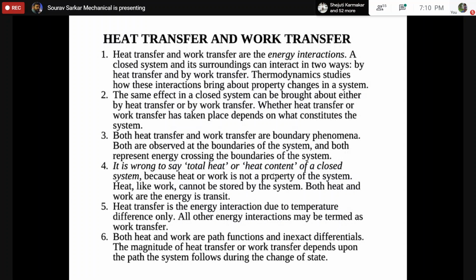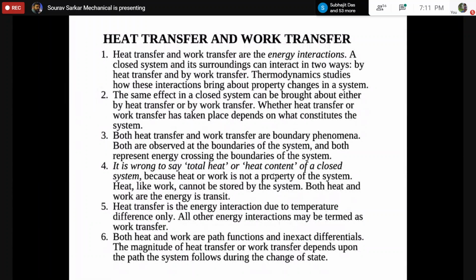But whenever the system changes its state from 1 to 2, there must be either a heat transfer, or a work transfer, or both. Other than heat transfer and work transfer, a system cannot change its state. That is why an isolated system never changes its state. You got my point? So that's why it is said that heat transfer and work transfer are boundary phenomena. They happen only at the boundary.